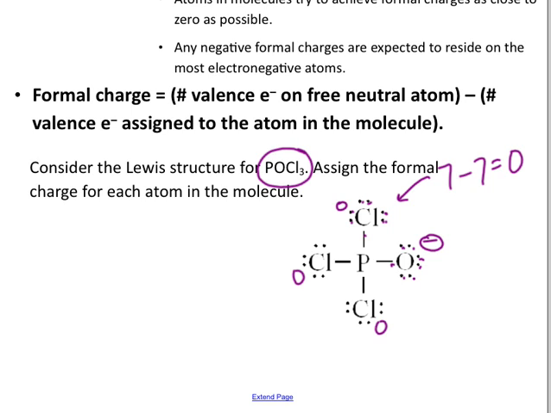Now we need to do a formal charge for the phosphorus. How many valence electrons in phosphorus? 5 minus 1, 2, 3, 4. So what is that? Plus 1. Do you see how a +1 and a -1 cancel out to make 0? That's why the overall charge is 0.